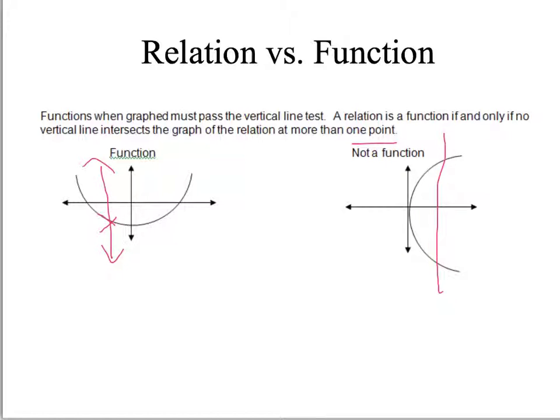On my second example, though, if I were to lay a vertical line across there, it is touching my graph at 2 points, here and here, which means this x value, whatever this is, is paired up with a y here and a y here. So this is not a function.